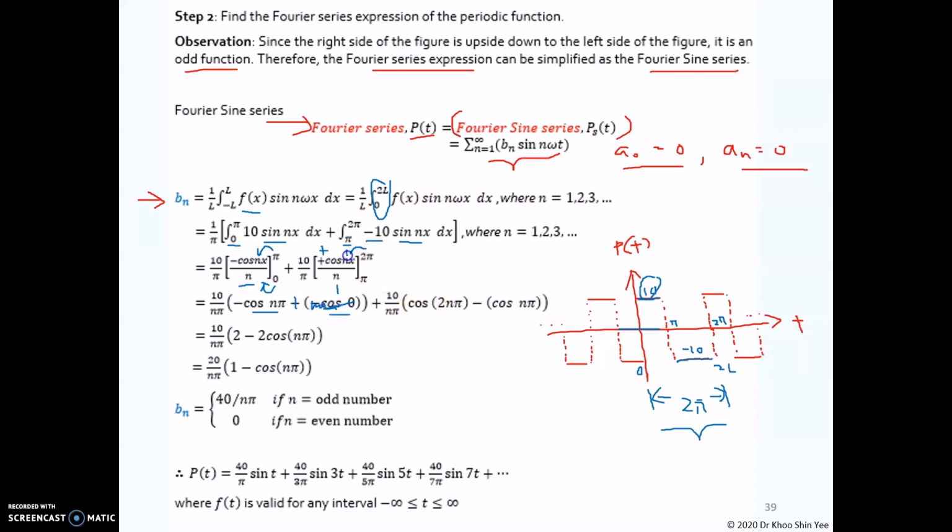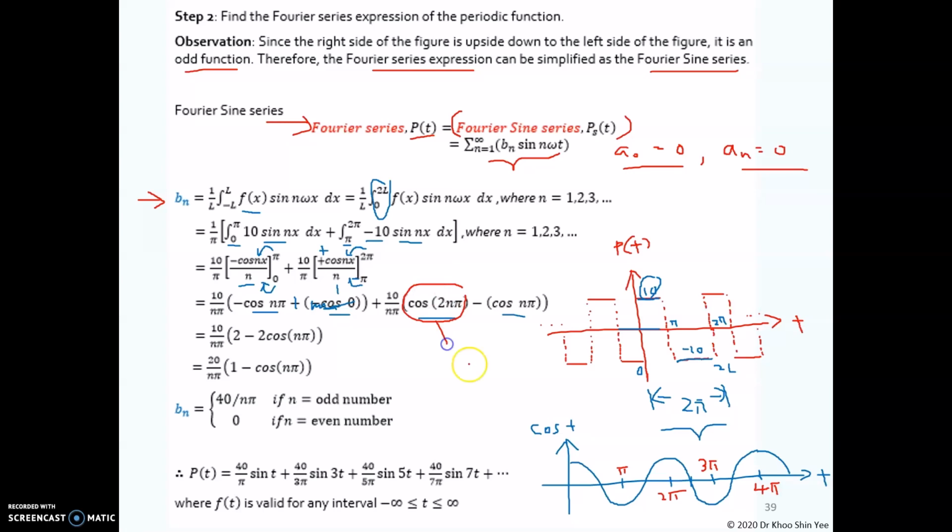Then substitute 2 pi inside, you obtain cos 2 pi n. Substitute pi inside, you obtain the cos n pi. Cos 2 pi here will be always equal to 1, as you can see from the cos t here. So cos 2 pi is equal to 1, cos 4 pi is also equal to 1, so it will be always equal to 1 here. Therefore 1 plus 1 here, collect the term for 10 over n pi, you obtain 2. Negative cos n pi, negative cos n pi, you obtain negative 2 cos n pi. Then collect the term for the 2, you obtain 20 here, and here you obtain 1 minus cos n pi. So what is cos n pi? If you look at this, cos n pi when n equal to 1, you have negative 1.